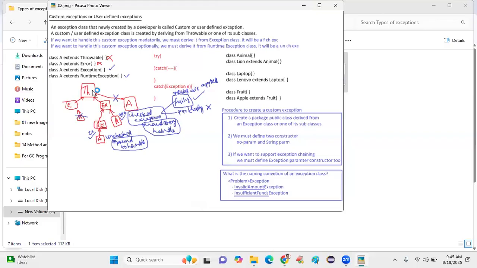You want to create a class as an animal. Look at the right side corner. I'm repeating: Lion extends Animal. When you create it, it is deriving from Animal. Am I right?